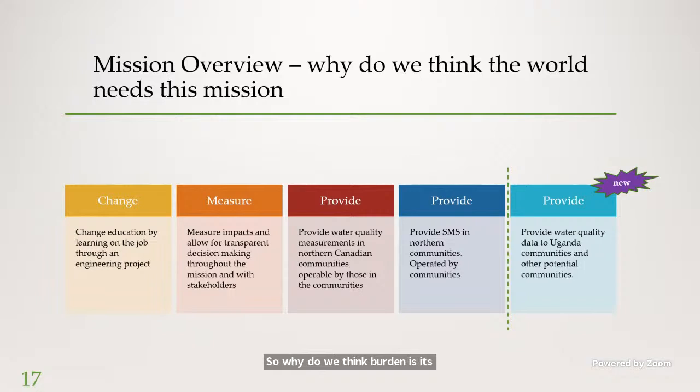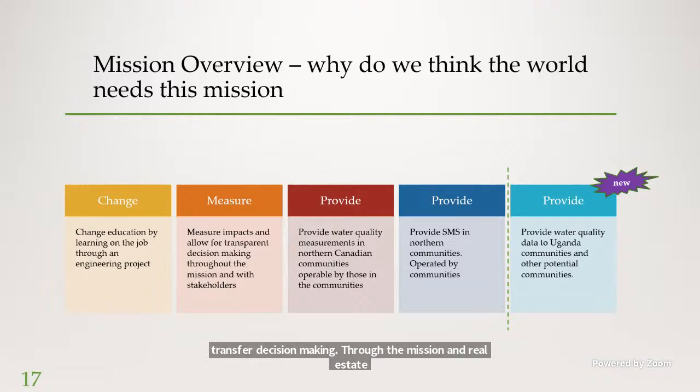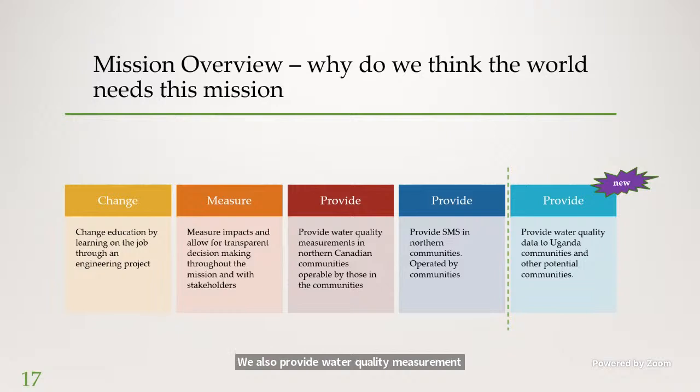We change education by learning on the job through an engineering project, and measure impacts and leverage transparent decision making through the mission and with stakeholders. We also provide water quality measurements in Northern Canadian communities, comparable to those in the communities. And as a secondary goal, we provide SMS in Northern communities operated by communities. And what's new in this year's efforts, we provide water quality data to Ugandan communities and maybe other potential communities in the future.